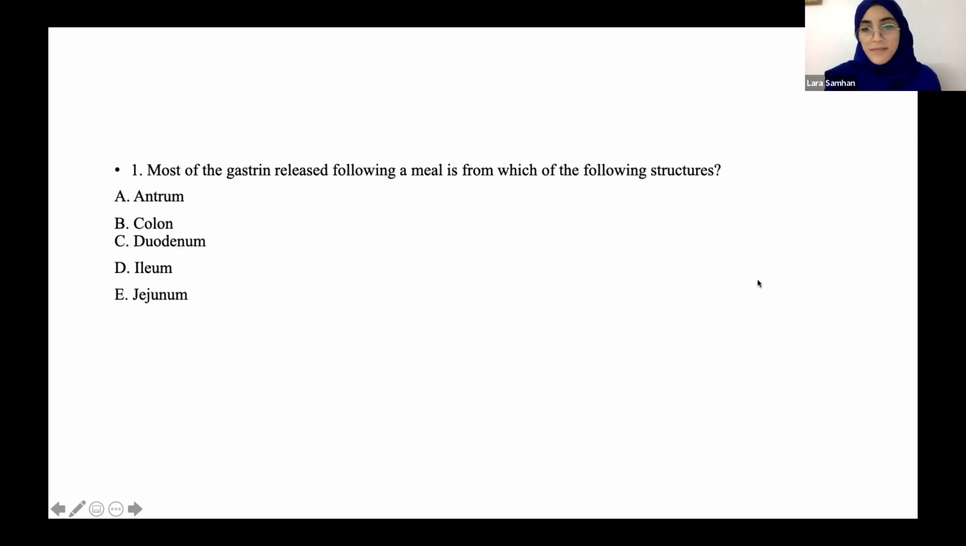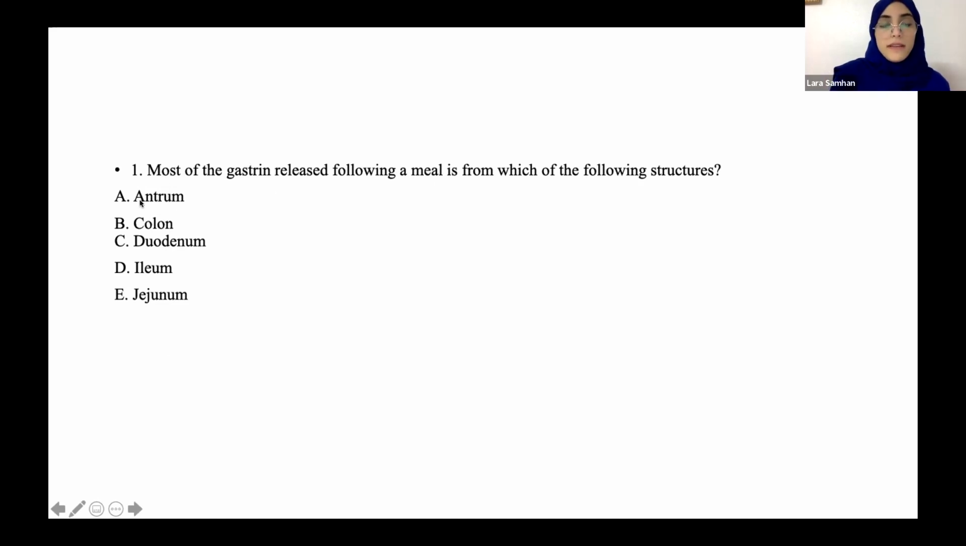Okay. Yes, mashallah. Perfect. So basically the question says most of the gastrin released following a meal is from which of the following structures? As we know, gastrin is basically a hormone, right? So from the word itself, gastrin, it's going to be produced in the gastric or in the stomach itself. So where is it going to be produced? It's going to be produced from the antrum, as you kindly said correctly, mashallah.